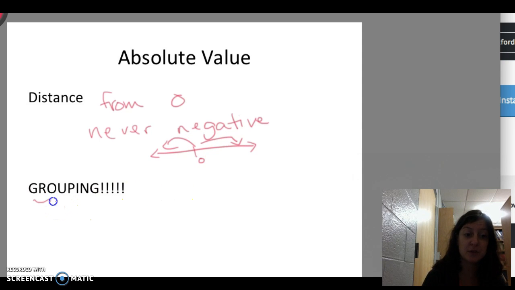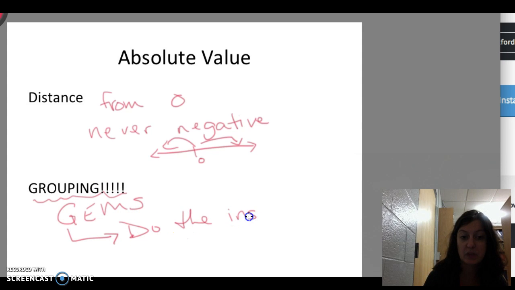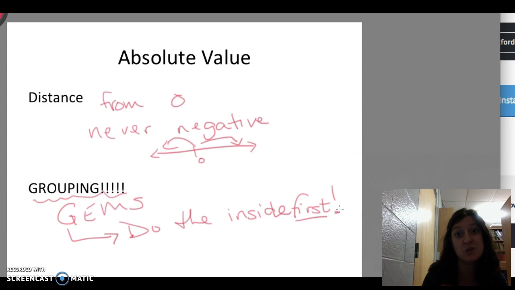Now, absolute value is also a grouping. That's why I like that in GEMS. It works the same way as parentheses, where you do what's inside first. But it does not work the same way as parentheses where you can distribute. That was really important here. You're simplifying the inside before you take it out. So you simplify the inside, then apply the absolute value.